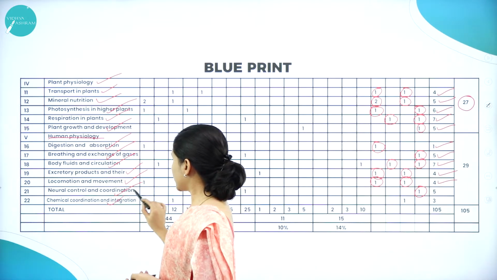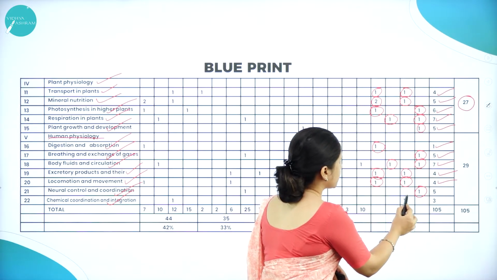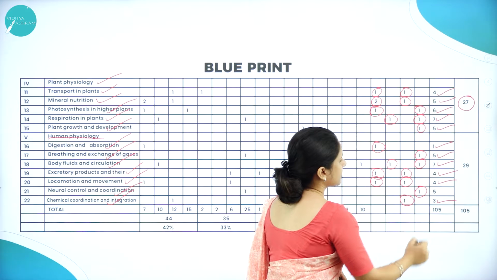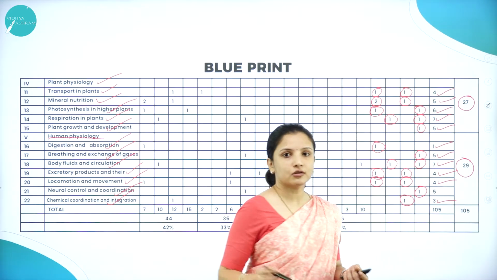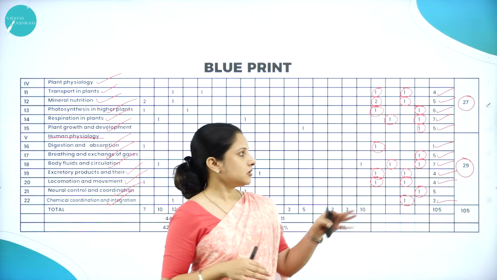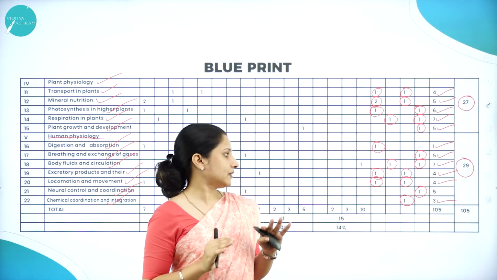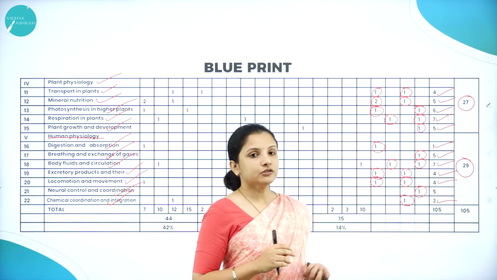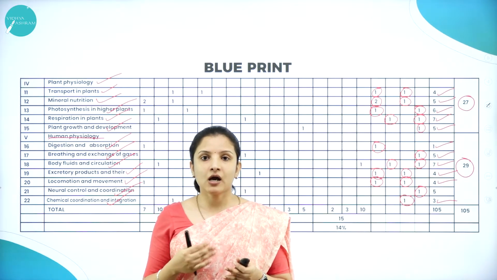Next, chemical coordination and integration. They will ask 1 question for 3 marks. So it has a weightage of 3. So human physiology is also one of the important chapters because totally they ask for 29 marks. So it is very, very important. So this is about the blueprint. Now you'll get an idea how much you have to study and how you have to study.